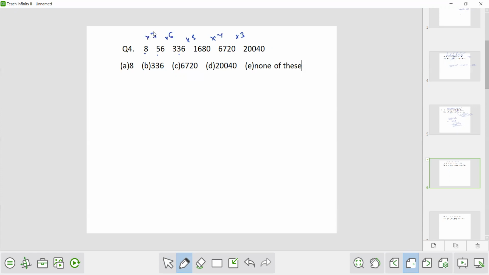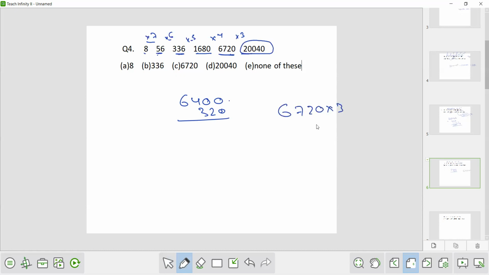So it is directly 8 into 7 is 56. Yes, 56 into 6 is 336. Yes, 336 into 5 is 1680. The rule is confirmed that it is into 7, into 6, into 5. Now directly we will check whether this is correct or not. 1680 into 4 is 6720 or not. So yes, 16 4s are 64, 80 4s are 320, 6720. This is correct. Now 6720 into 3, this should be wrong.